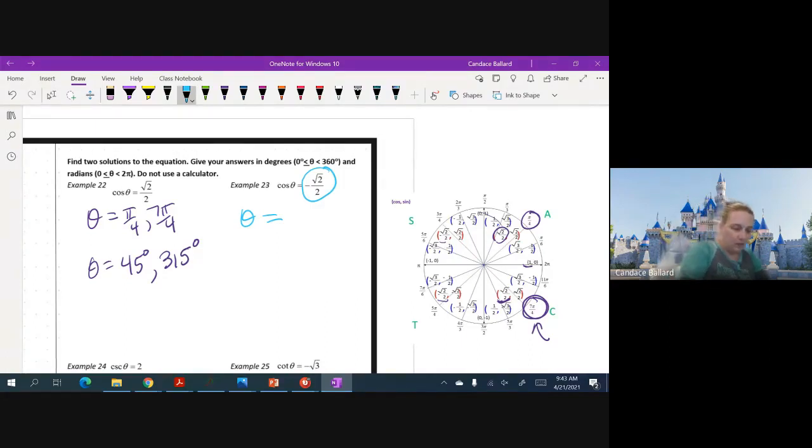Okay, so I'm looking here. I'm seeing 3 pi over 4. I like that one. And I'm looking here, and I'm seeing 5 pi over 4. So 3 pi over 4 and 5 pi over 4. And then WebAssign is going to ask you for both. Lauren was kind enough to tell us 135 and 225. Okay.